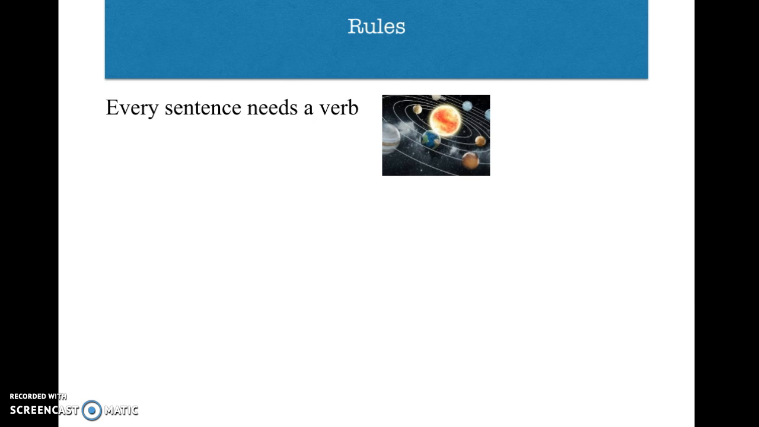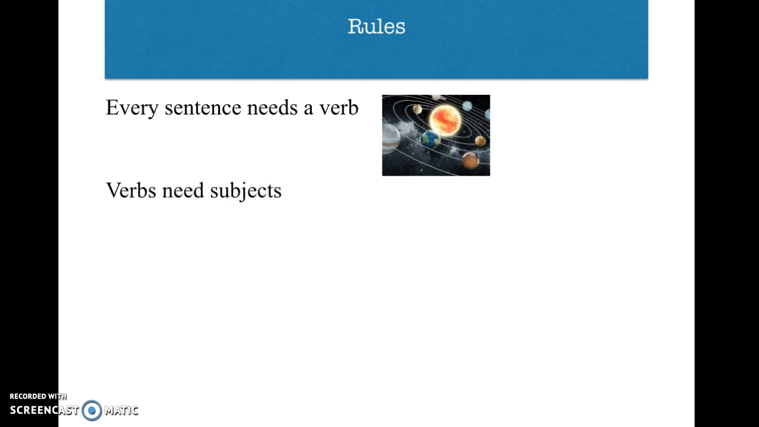My metaphor for this is the verb is like the sun at the center of the solar system. Everything else revolves around that verb. And without the sun, without the verb, the whole system collapses.